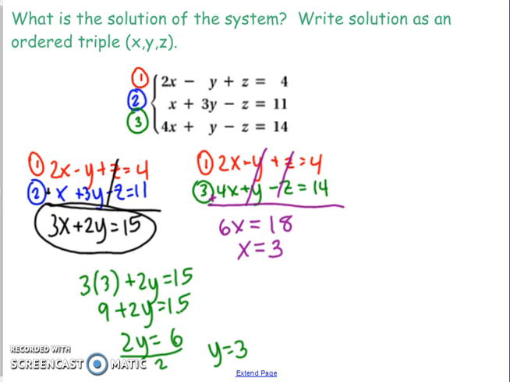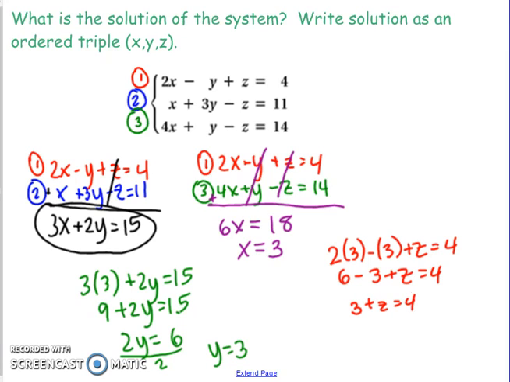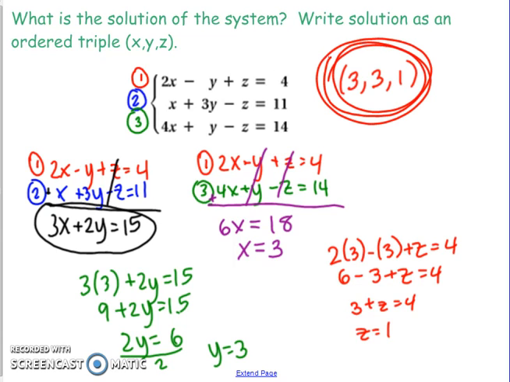So now I know y is 3. So now I can go back to any of my original equations and plug in x and y. So we'll go to the first one, and I'm going to do 2x, so 2 times 3, minus y, which is 3, plus z, because I don't know what that is, equals 4. So 6 minus 3 plus z equals 4. So 3 plus z equals 4. So z equals 1. So now I know x, y, and z, so I'm going to write it as an ordered triple. So x goes first, then y, then z. And then this would be my final answer.